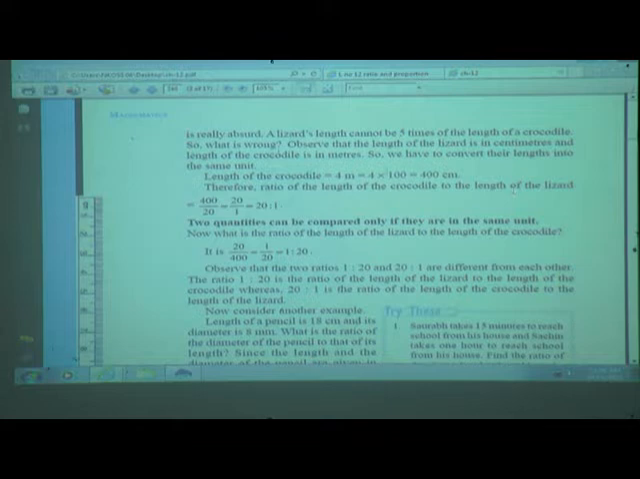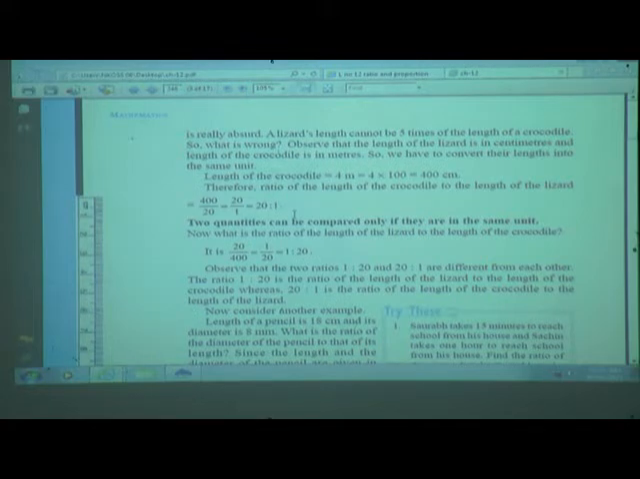We know 1 meter is equal to 100 centimeters. So 4 is multiplied by 100, and we get 400 centimeters. Therefore, the ratio of the length of the crocodile to the length of the lizard is given by 400 by 20. So 20 ones are 20 and 20 twenties are 400. We get 20 upon 1, that is nothing but 20 is to 1.